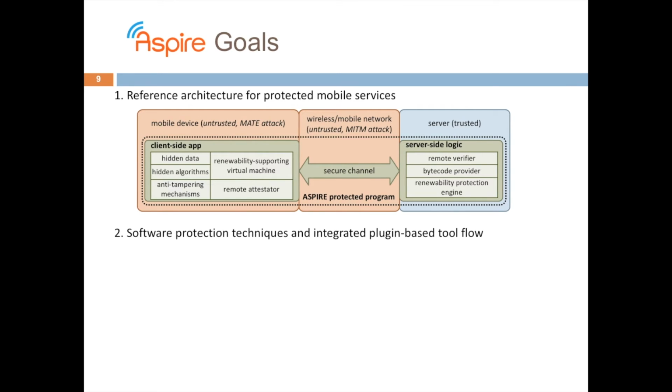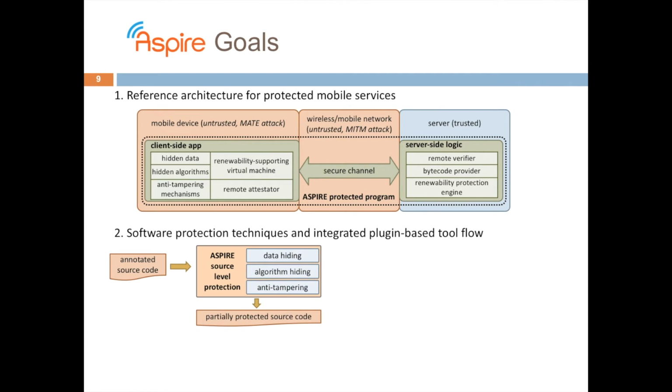A second goal is to build a protection toolchain that's based on plugins, with which we can actually generate this split application in the client side and the server side automatically. We're going to start from annotated source code. With annotations in the source code, a user can easily express his security requirements and the protections that he needs. And then we're going to develop a source level protection toolchain that applies a bunch of transformations to deploy different forms of protections. The result is then partially protected source code that we want to send through a standard compiler. This is an important requirement because companies depend on third-party compilers, and out will come object code.